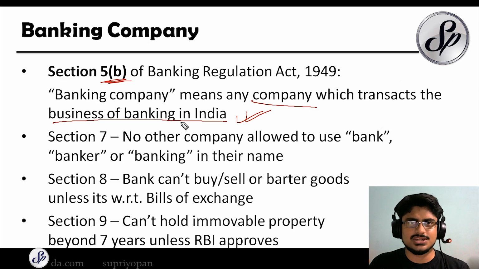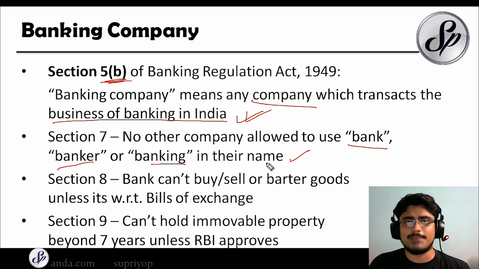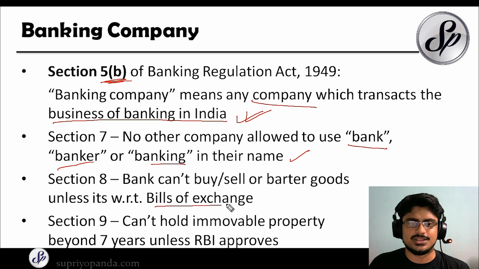Now a few other sections that we need to remember. Section 7 says that no other company is allowed to use the words bank, banker or banking in their name. So only the banking company can use these. Section 8 says that the bank can't buy or sell or barter goods unless it's with reference to bills of exchange. So buying or selling or bartering of goods is not allowed.